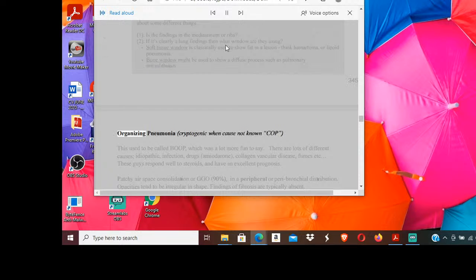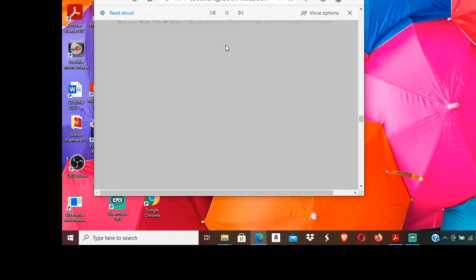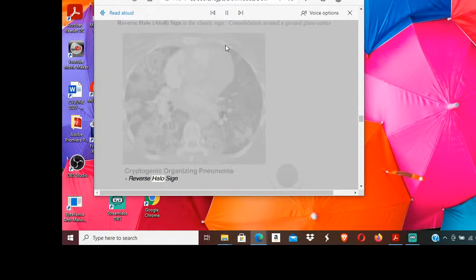345. Organizing pneumonia, cryptogenic when cause not known, COP. This used to be called BOOP, which was a lot more fun to say. There are lots of different causes: idiopathic, infection, drugs, amiodarone, collagen vascular disease, fumes, etc. These guys respond well to steroids, and have an excellent prognosis. Patchy airspace consolidation or GGO, 90%, in a peripheral or peribronchial distribution. Opacities tend to be irregular in shape. Findings of fibrosis are typically absent. Reverse halo, atoll sign is the classic sign, consolidation around a ground glass center. Cryptogenic organizing pneumonia, reverse halo sign.